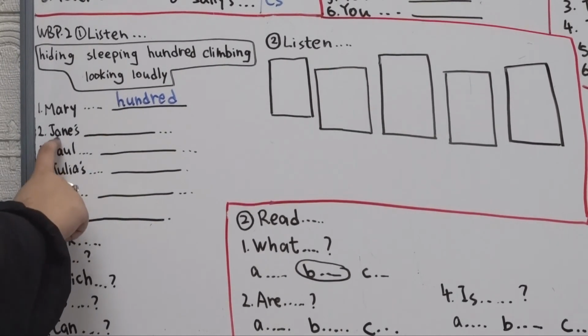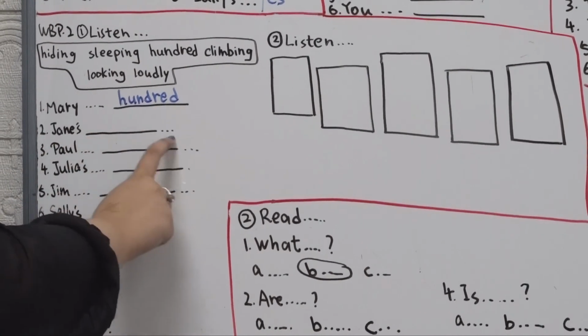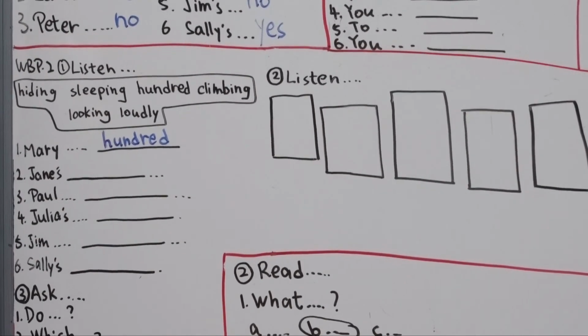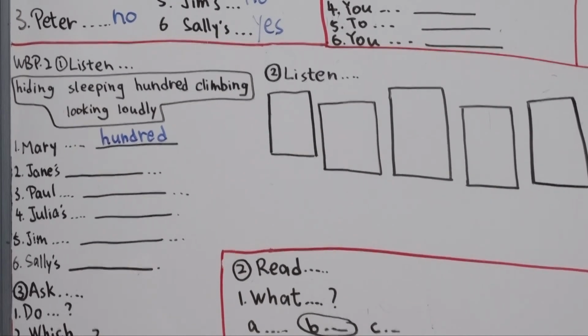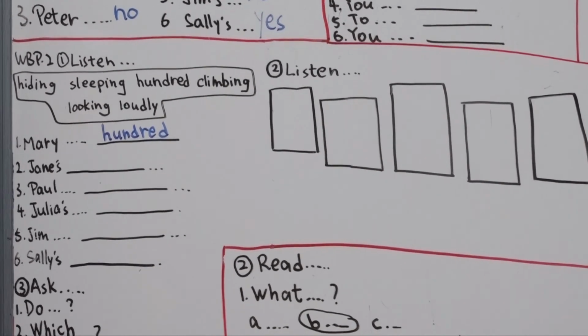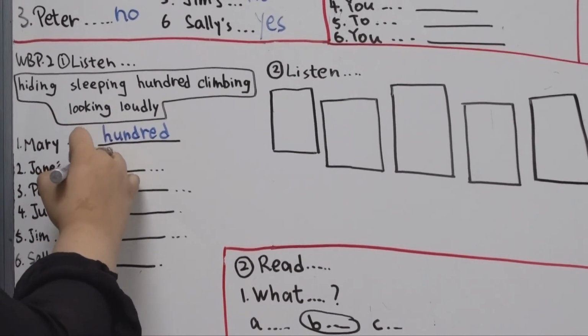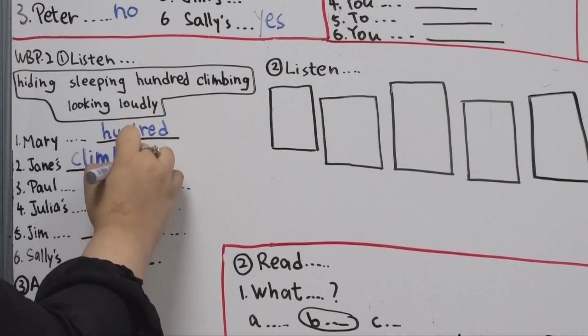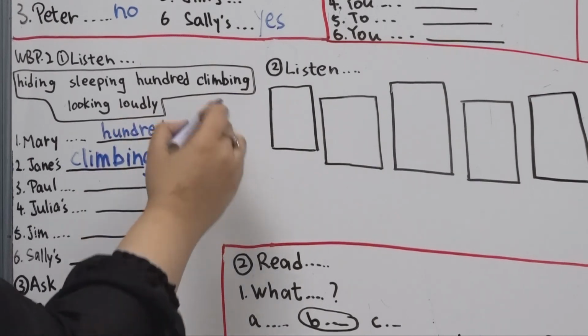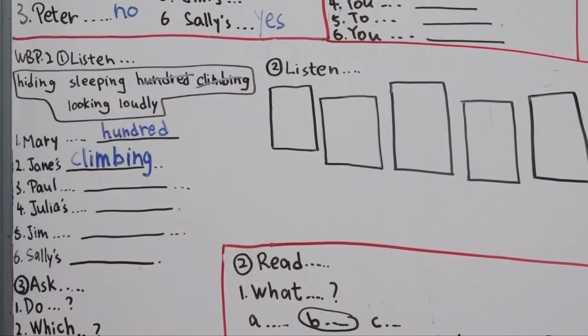Number 2, Jane space a tree. What's she doing? Sleeping a tree? Hiding a tree? Climbing a tree, right? So you have to write climbing. All right, this is how it is done. 3 to 6, you do it by yourself.